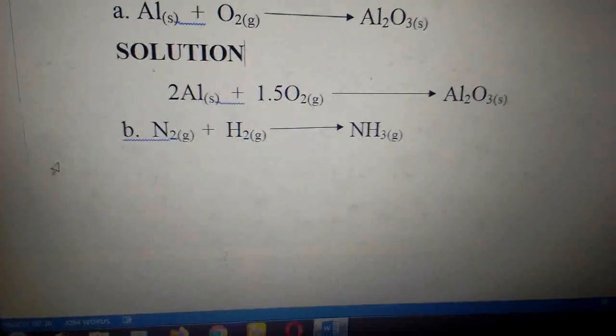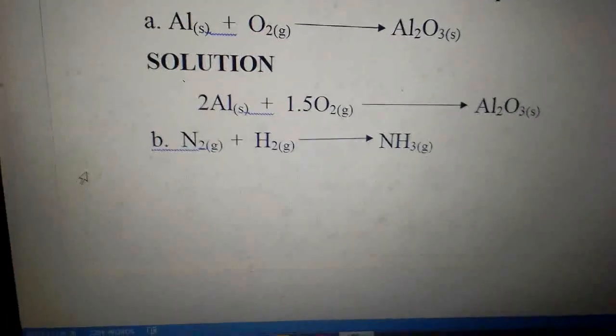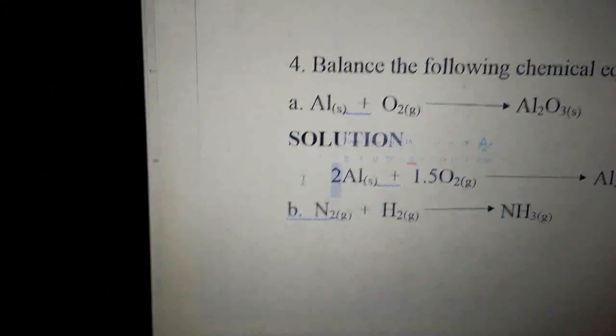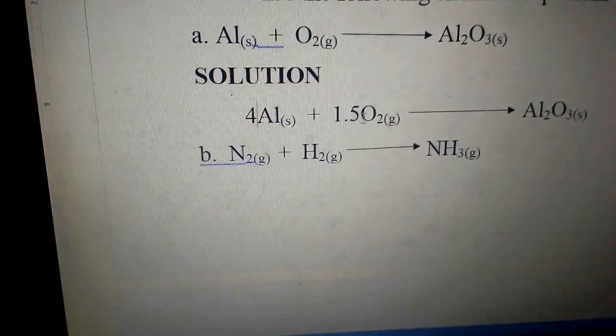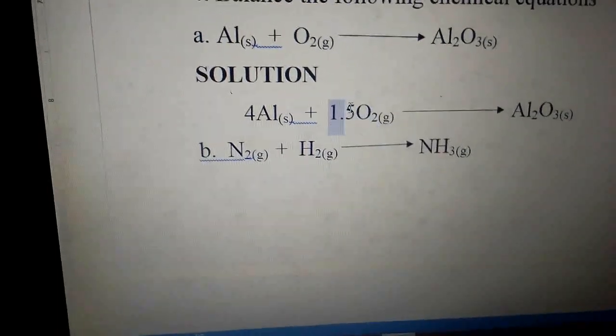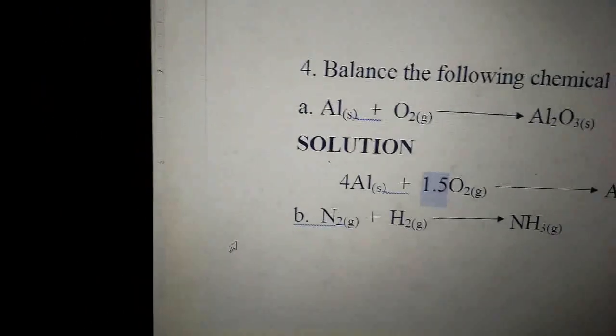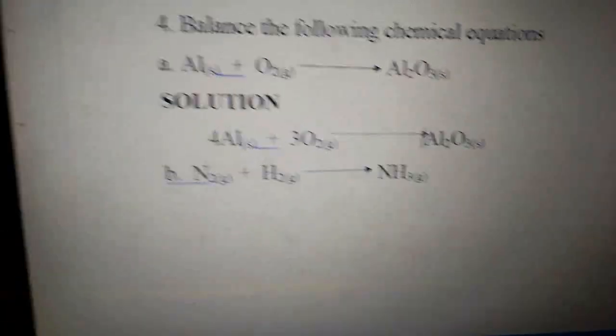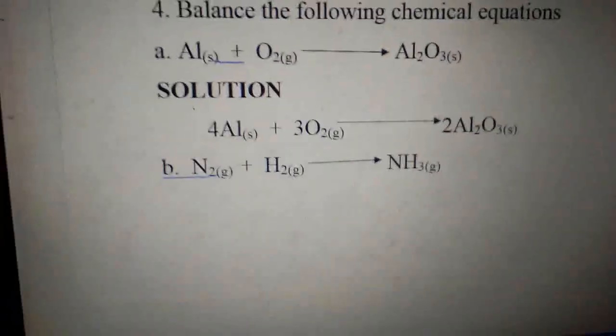Multiply everything, the stoichiometric ratios, the 1.5 and 1 mole, by 2. So multiply all the numbers by 2: multiply 2 by 2, you get 4, multiply 1.5 by 2, you get 3. Then multiply 1 mole, the 1 in front of aluminium oxide, by 2, you get 2. So the equation is balanced. You can check very well.